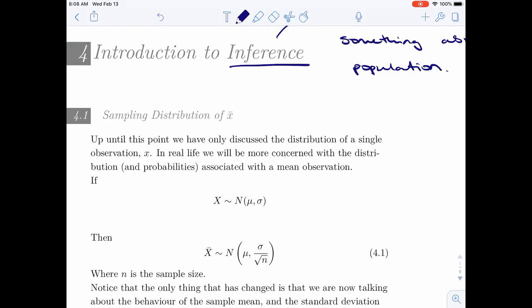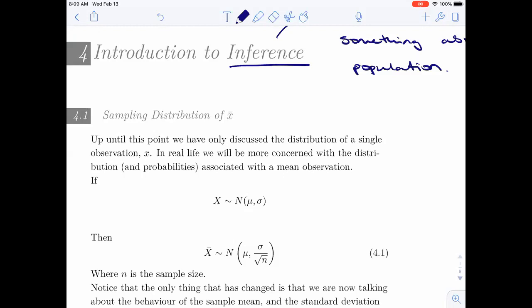If x, and now we know this notation, we're comfortable with this notation, right? If x follows a normal distribution with a mean mu and a standard deviation sigma, right? So that's what we're used to seeing, right? So something follows a normal distribution, then the average, the mean from that group, is also going to follow a normal distribution with the same mean, right? Which should make sense, right?